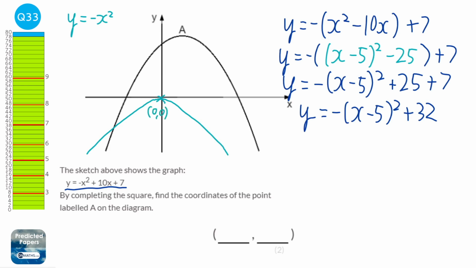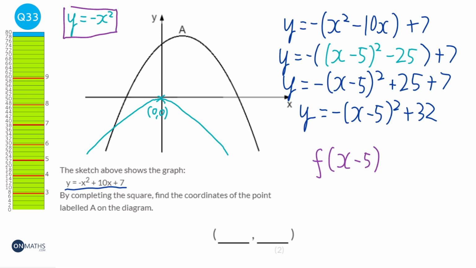And if we remember our graph transformations, if we have a minus 5 on the inside of our function, and so comparing this function, say this is f of x, part of this equation here involves a minus 5 inside the function. That minus 5 moves the graph to the right 5. Okay, so we're going to move it to the right 5.